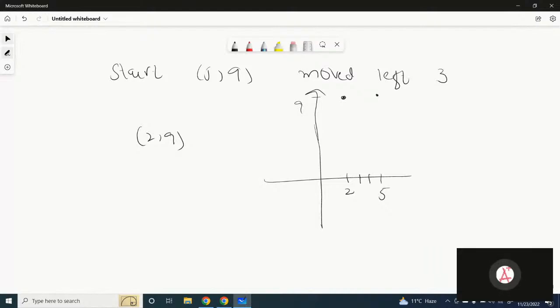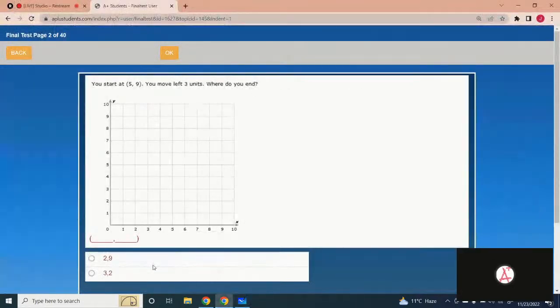Got it? If you need more help with the topic, you can find the lessons we did last week and complete the tutorial for this topic. You just have to move left from the position. When you move right, that means you have to add to the x value. When you move left, you subtract from the x value. So 5 minus 3 is 2. So the new coordinates are 2 and 9. Just select the correct option and click on the OK button.